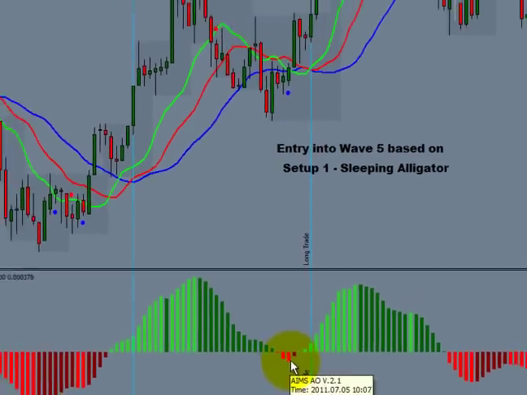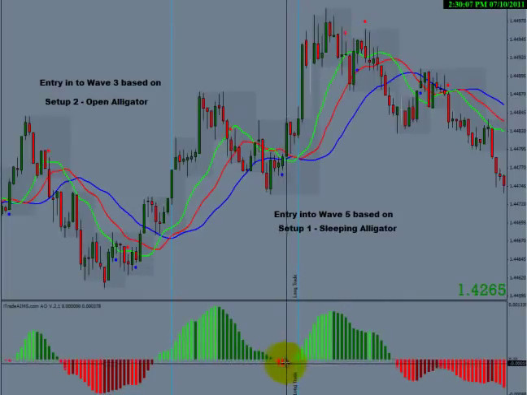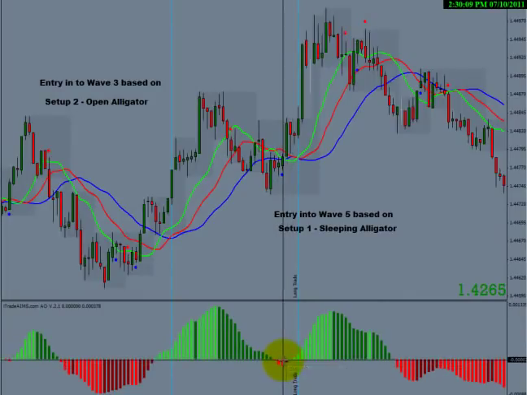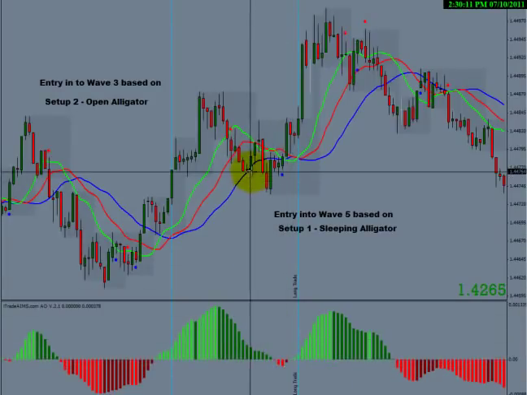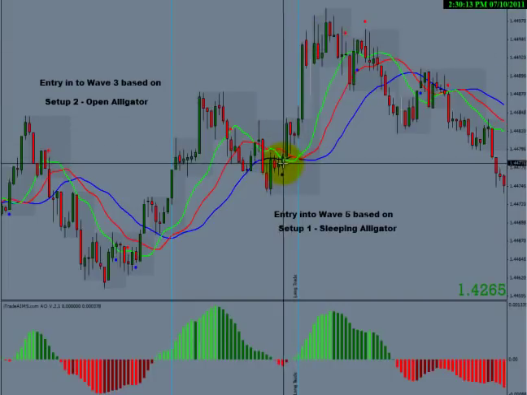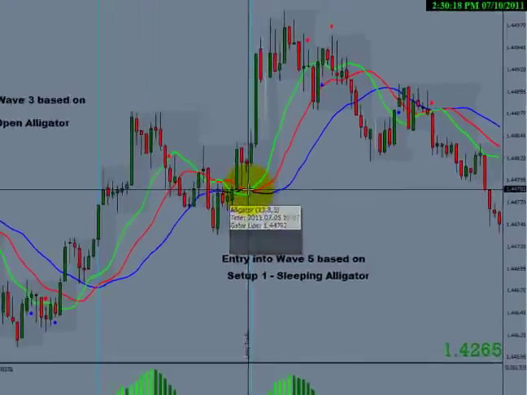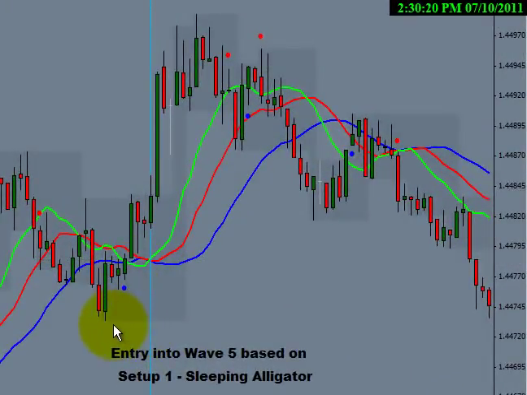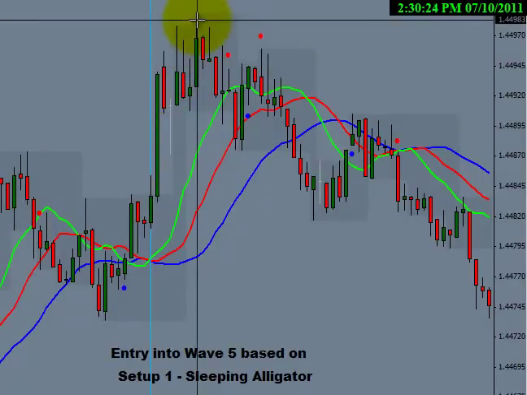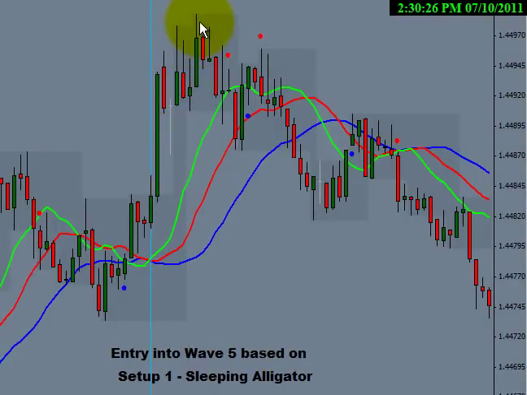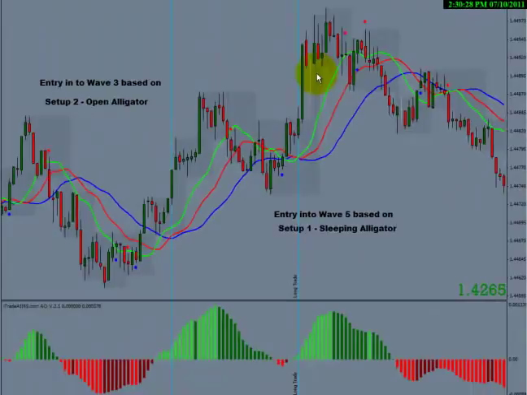When the AO crosses zero line around here, that's the minimum requirement of fourth wave. We would enter into the fifth wave using our setup number 1, which is the sleeping alligator. We have the alligator sleeping. We have AIMS level to both sides. We will enter here.